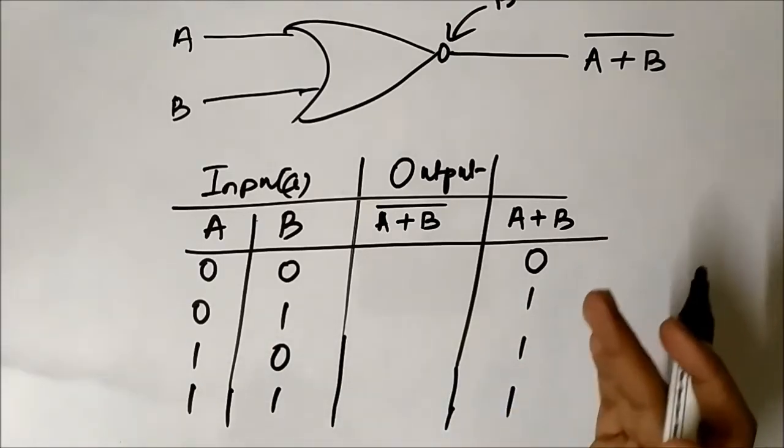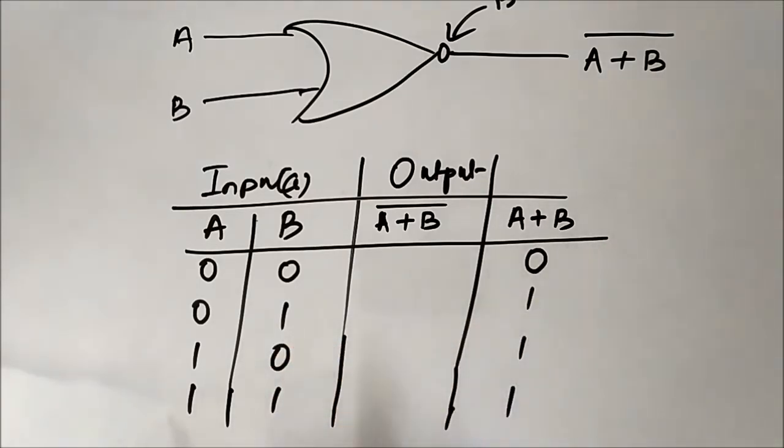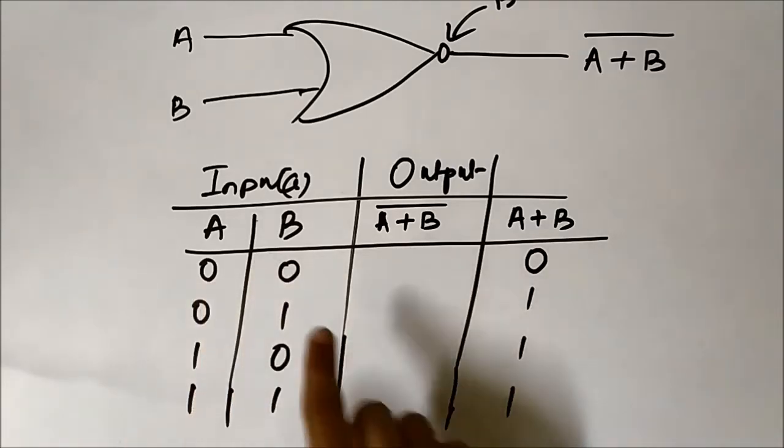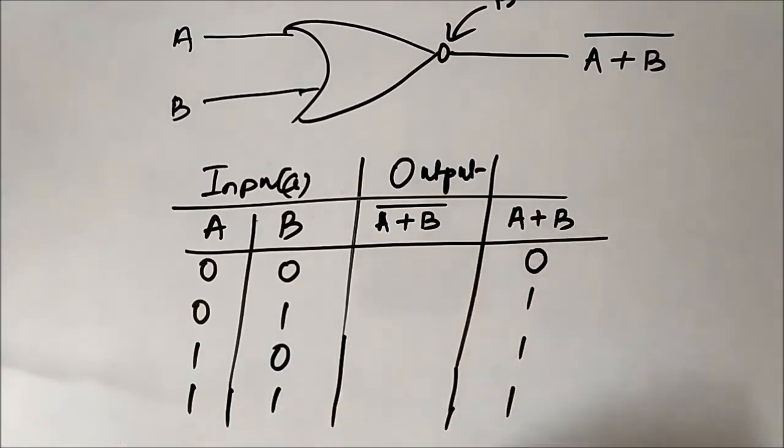I have already discussed this in detail in the OR gate concept in that video. So please check out that OR gate video before you see this video, so that you understand this concept in a better way. So only in the first case, when both the inputs are low, the output is low. In all the other cases, the output of the OR gate is high.